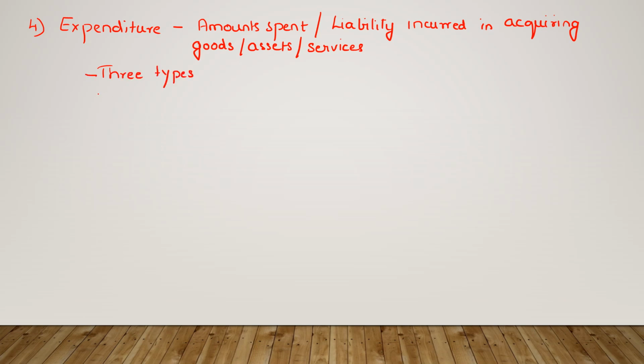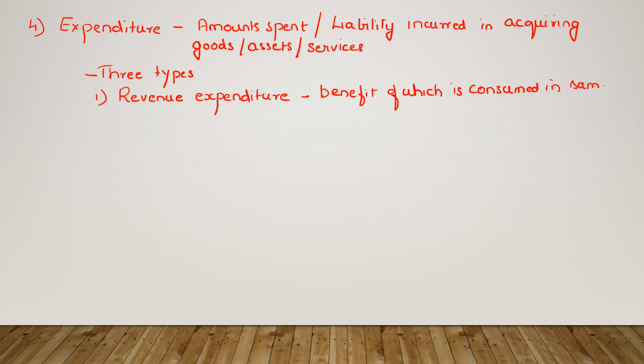The three types of expenditures are, first one we'll take for discussion is revenue expenditure. Now, what do we mean by revenue expenditure? The revenue expenditure refers to those expenditures, the benefit of which is consumed in the same accounting year.